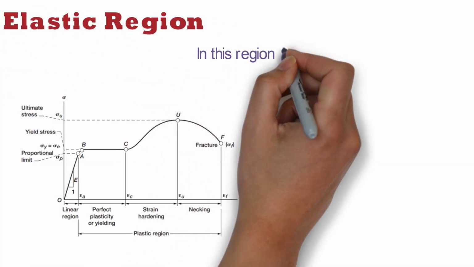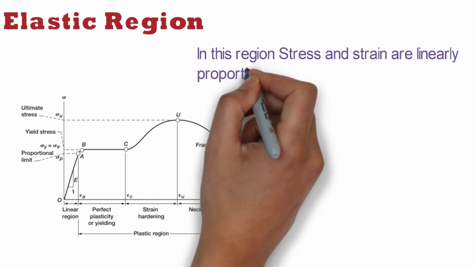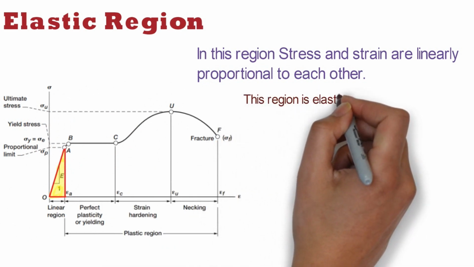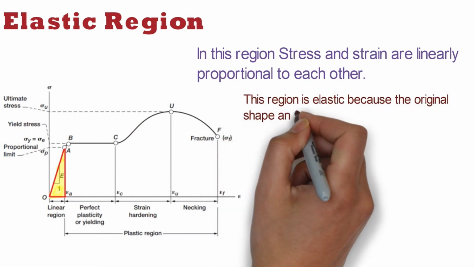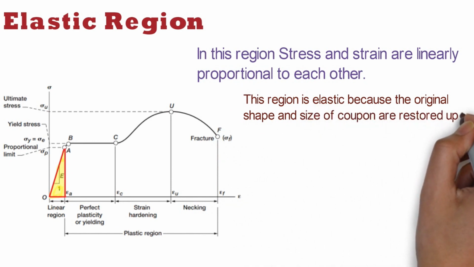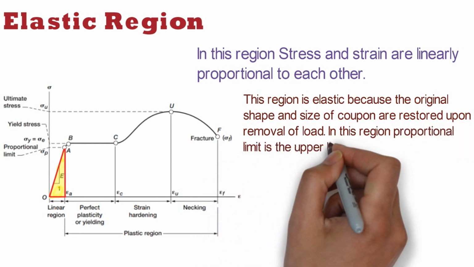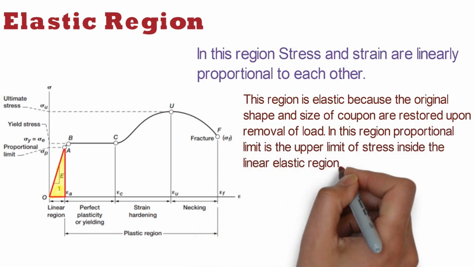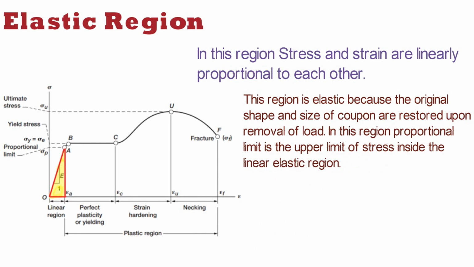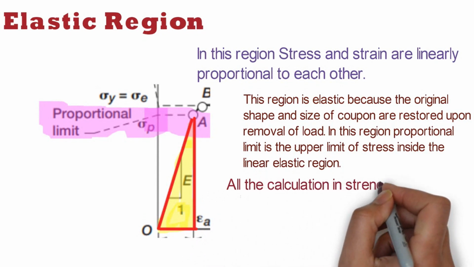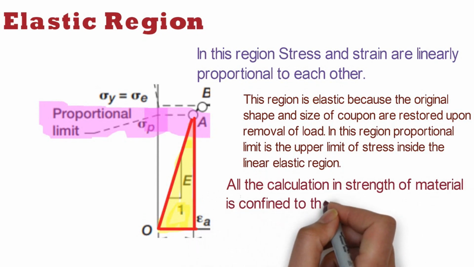Elastic region. In this region, stress and strain are linearly proportional to each other. This region is elastic because the original shape and size of the coupon are restored upon removal of load. In this region, the proportional limit is the upper limit of stress inside the linear elastic region. All the calculation in strength of materials is confined to the elastic region marked as A.